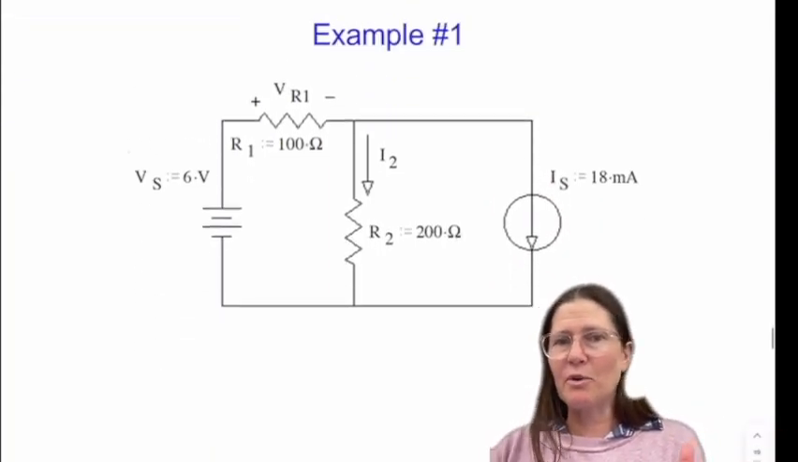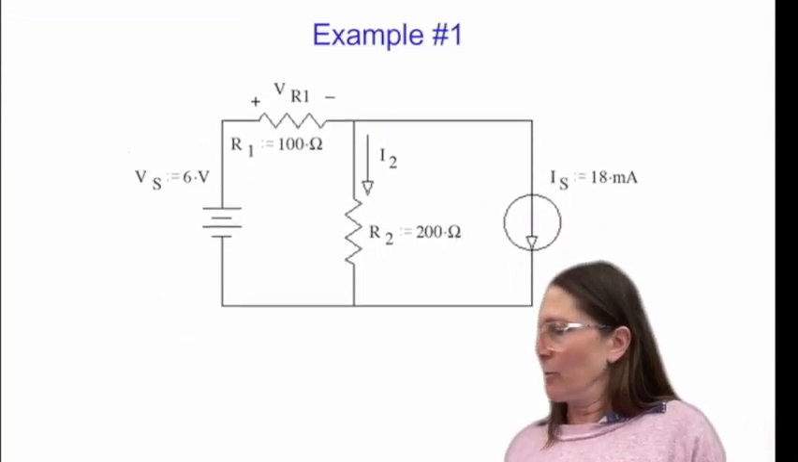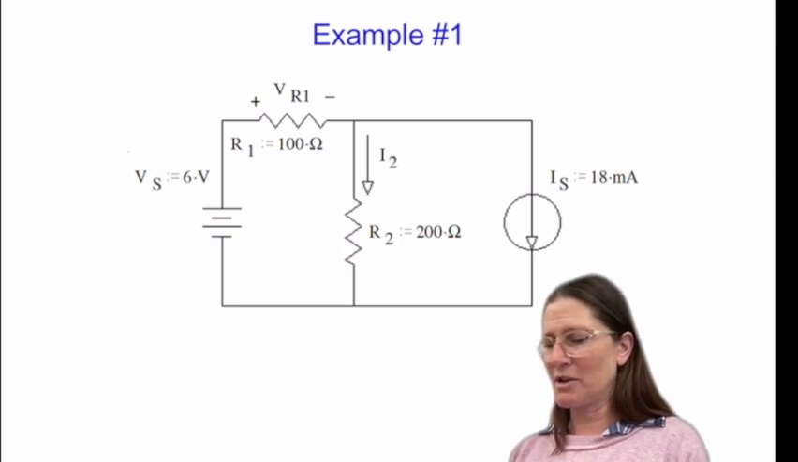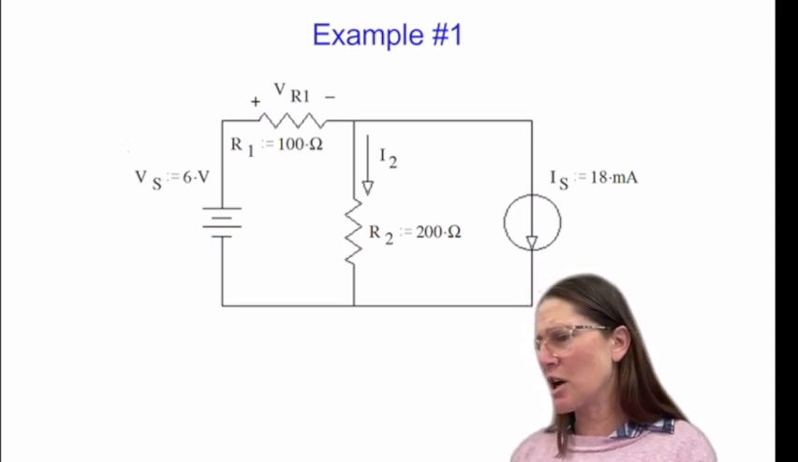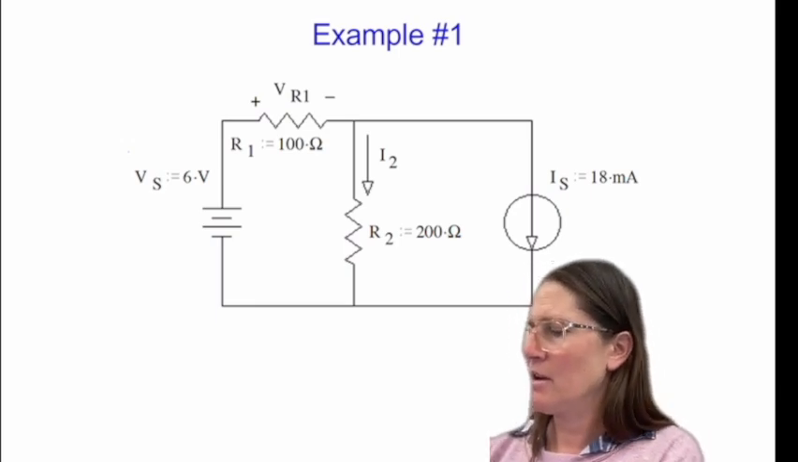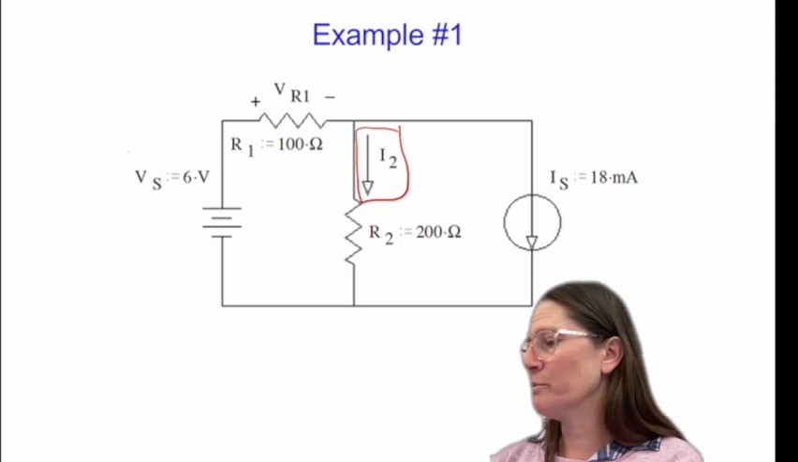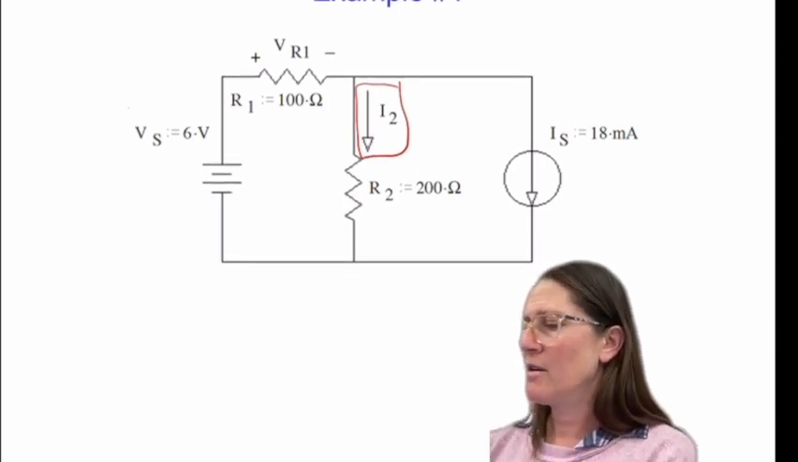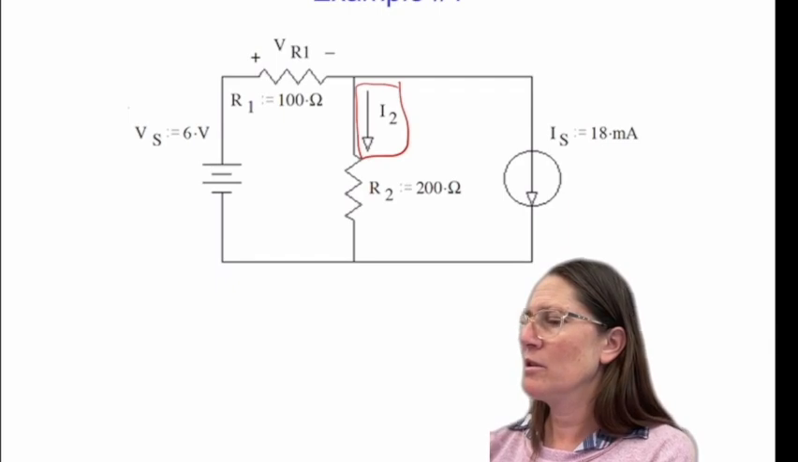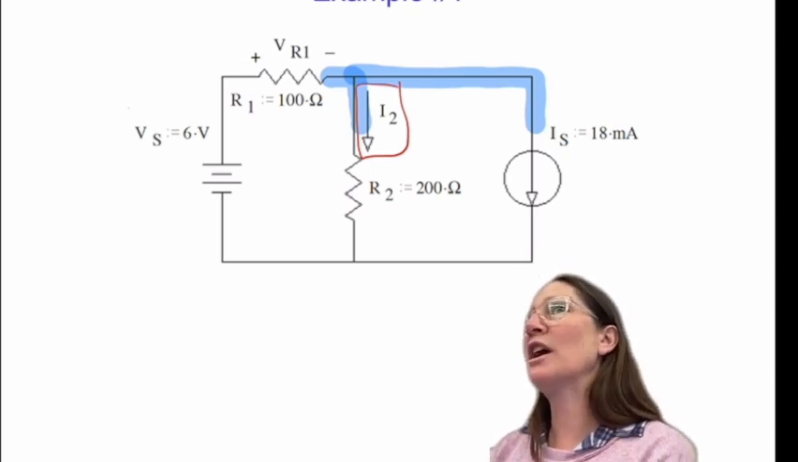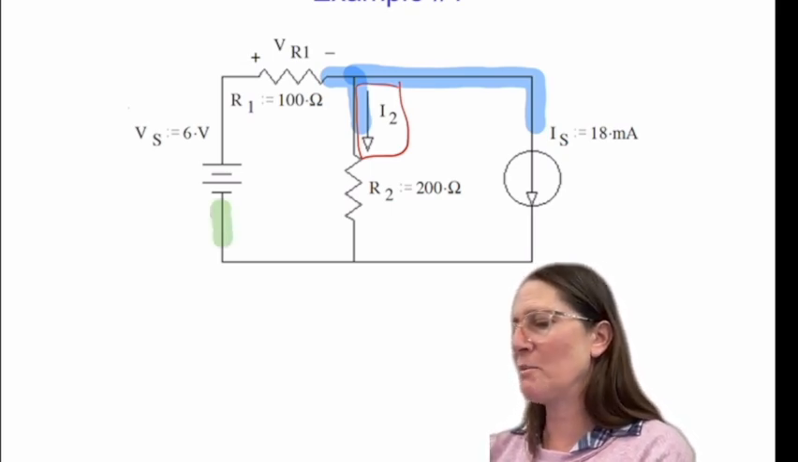So here's an example. In this case, I can't remember what I solved it for. Let's solve for I2. Okay, so we're going to use this technique to solve for I2. I have a current source, can I use a current divider here?